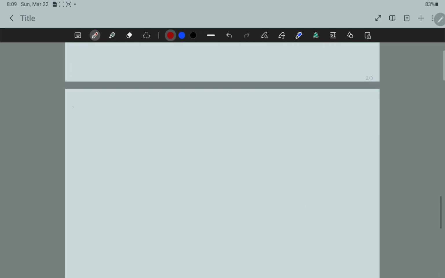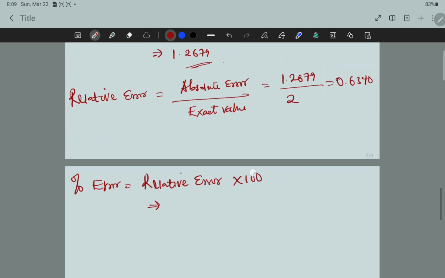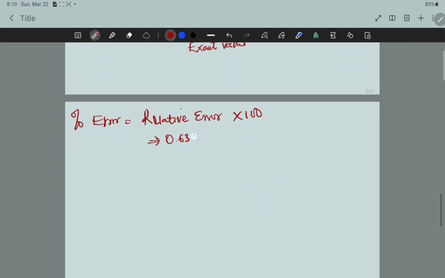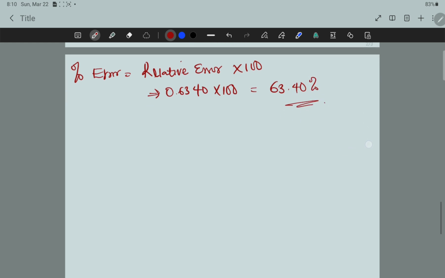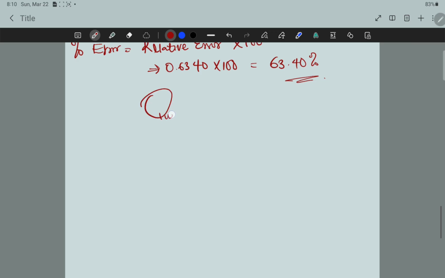What is the percentage error? We found out that percentage error is relative error multiplied by 100, right? So the relative error that we know is 0.6340. Let's multiply it by 100 and find out what we got. Our answer is 63.40%. You see? 63.40. So now, let's go to question number 2.